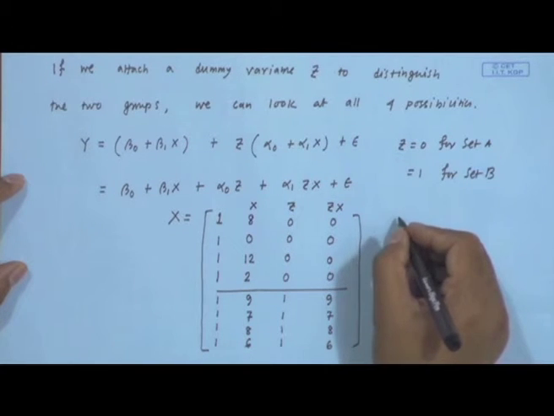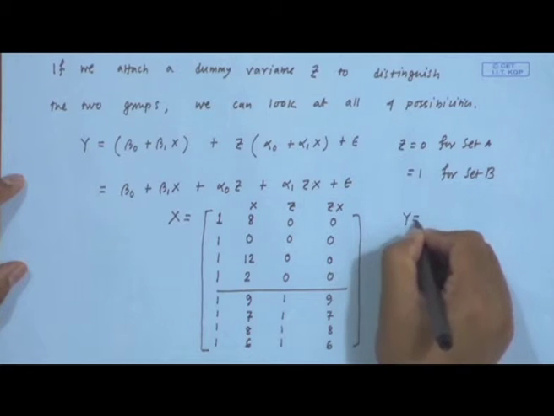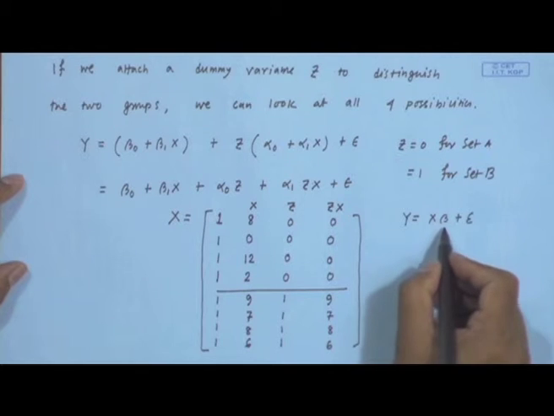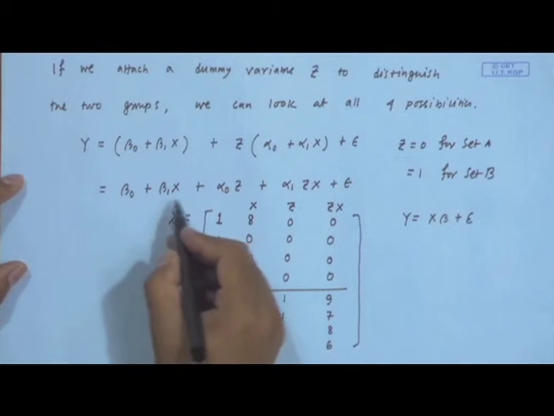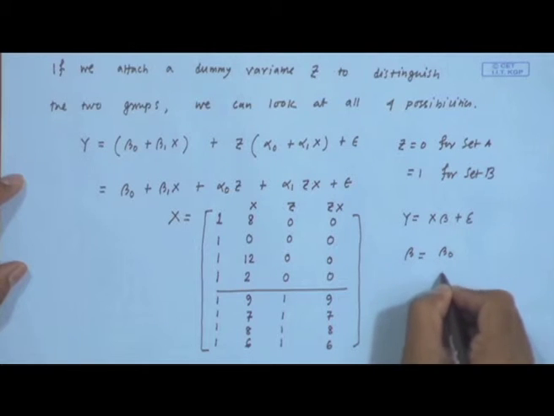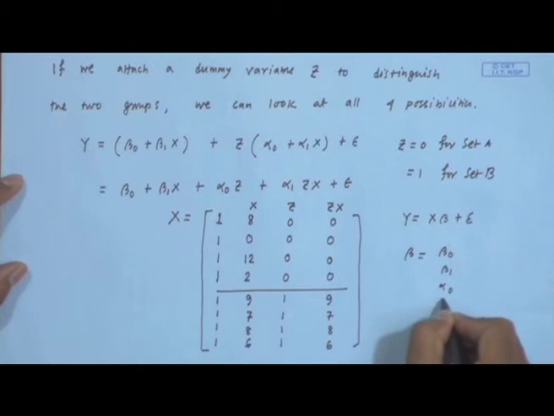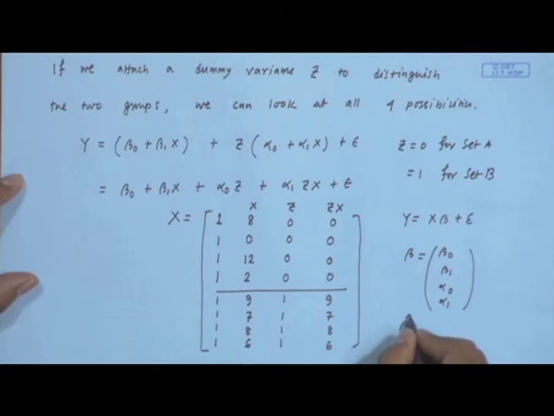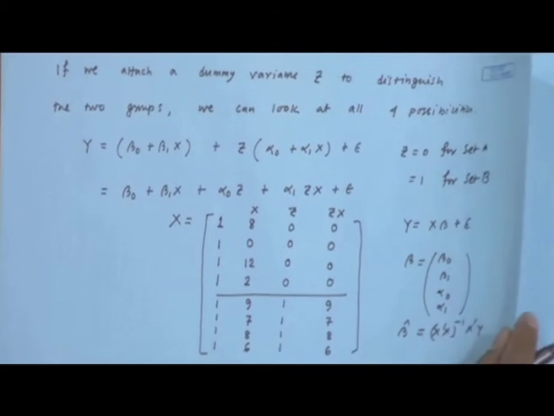Well, so the model can now be written as y equal to x beta plus epsilon, and of course, this beta vector is beta naught, beta 1, alpha naught, alpha 1. So, you know how to fit this model. This beta hat is equal to x prime x inverse x prime y. Okay. So, let me write down the fitted model now.